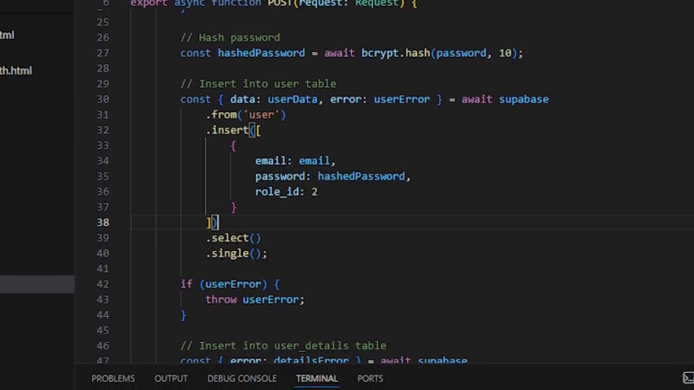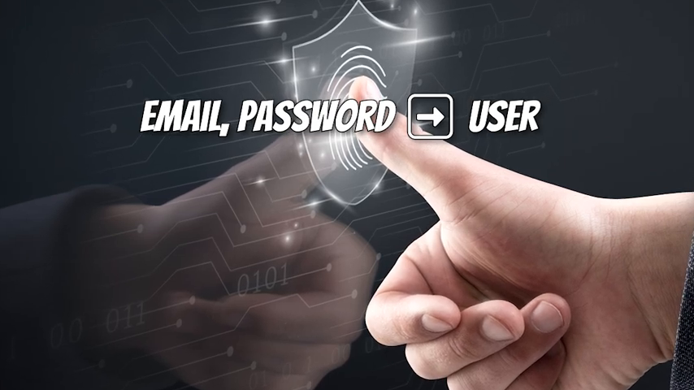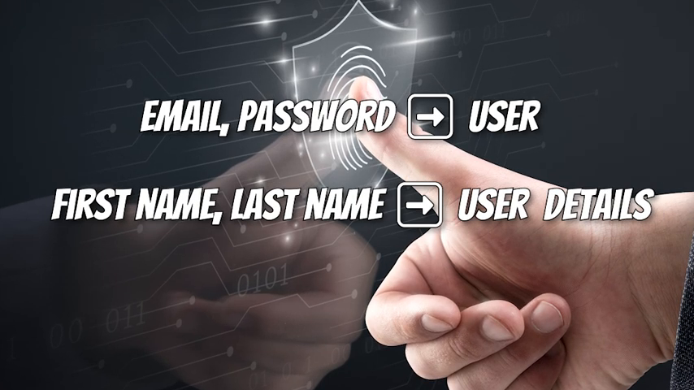Then the data is stored like this. Email and hashed password saved in the user table. First name and last name will be saved in the user details table. And now the user is successfully registered.